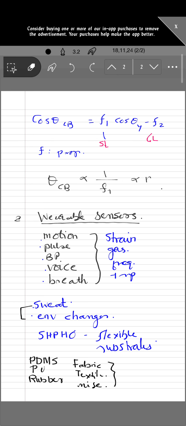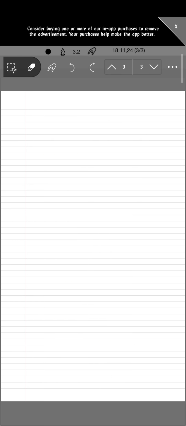Just to give an example, this PDMS is used in making bio sweat resistant wearable sensors. It's called bio sweat resistant wearable sensors, and, in fact, wearable triboelectric nano generators.